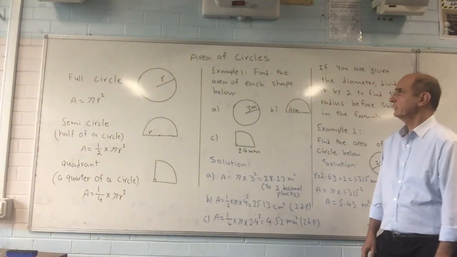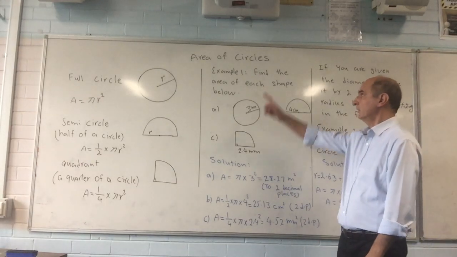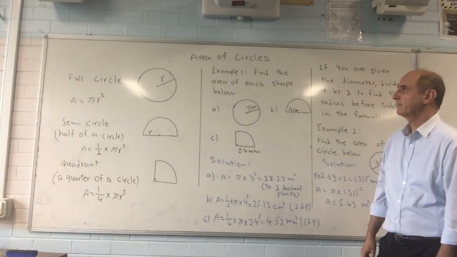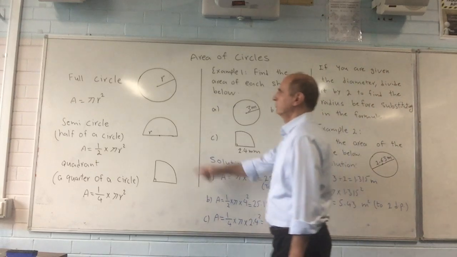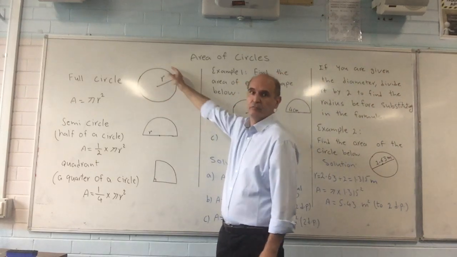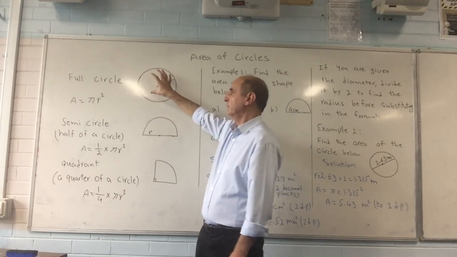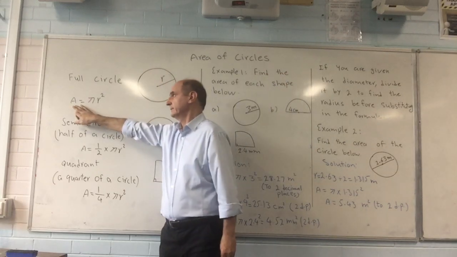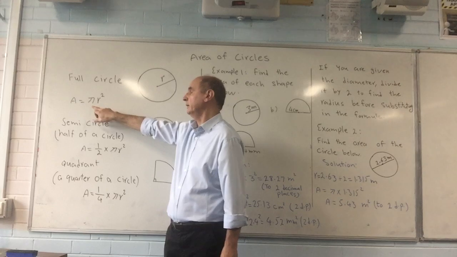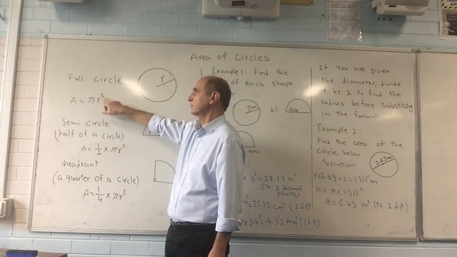Hello. Today's lesson is the area of circles. You already know that this is a full circle. The area of a full circle is given as area equal to pi times radius squared.